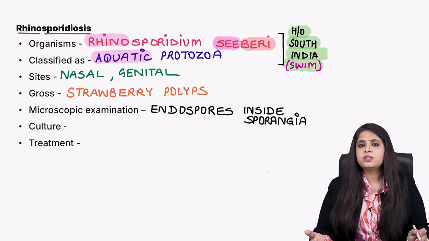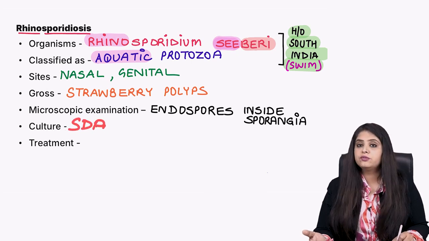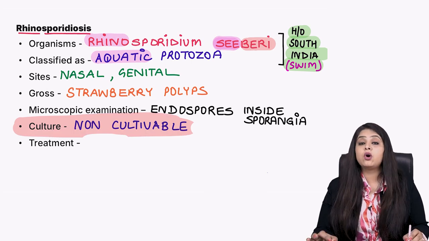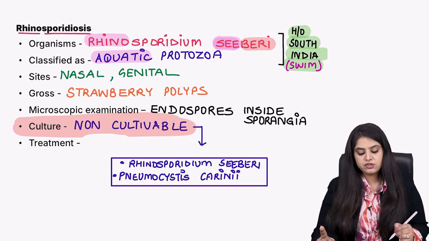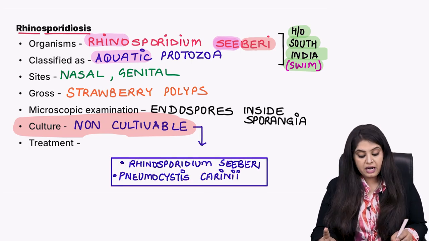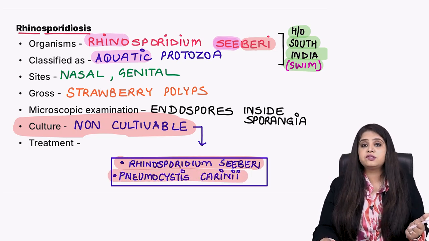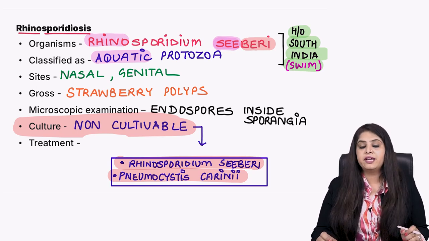So of course your next question will be, how do you culture it? Do you culture it with the usual SDA agar that you use for all fungal organisms? No, this is a non-cultivable organism, and that question has been asked so many times. You cannot culture it. Well, is there any other fungus that you will be studying in this chapter which is non-cultivable apart from Rhinosporidium seeberi? The one that I teach you in the last, that is Pneumocystis jirovecii, that also cannot be cultured. It is a non-cultivable organism.